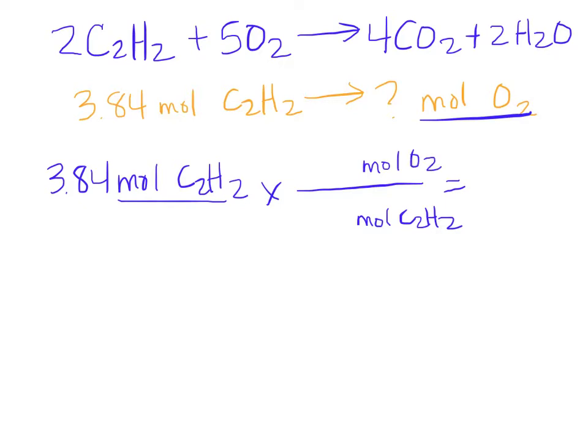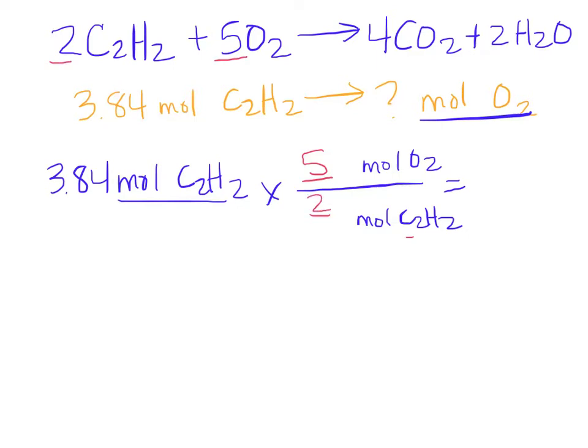Now here's the tricky part. What are the values that we're putting in here? What you need to do is look at your coefficients. Let's look at oxygen, and we have a 5 coefficient in the front, so I'm going to put a 5 here. Then let's look at our acetylene. It's a 2 in the front, so I'm going to put a 2 here.